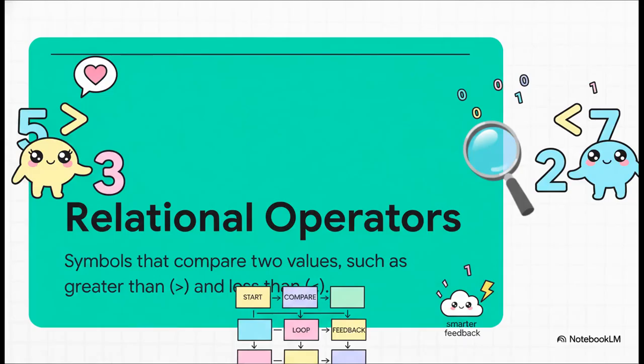Now, to make these new comparisons, we use these little tools called relational operators. You've actually already used one, the equal sign, to check if the answer was correct. Now we're just adding greater than and less than to our arsenal. They look simple, but these symbols are basically the foundation for all decision-making in your code.